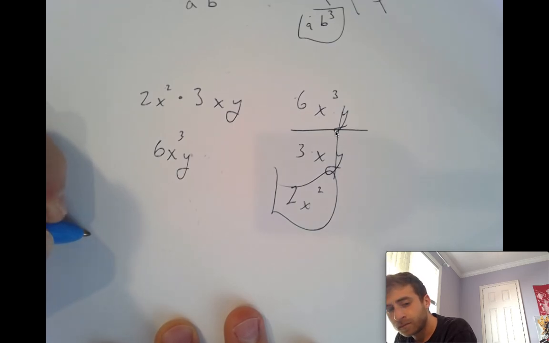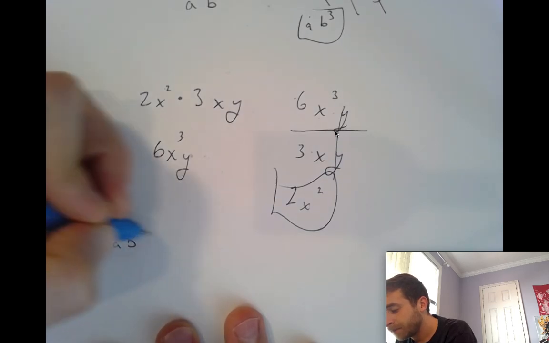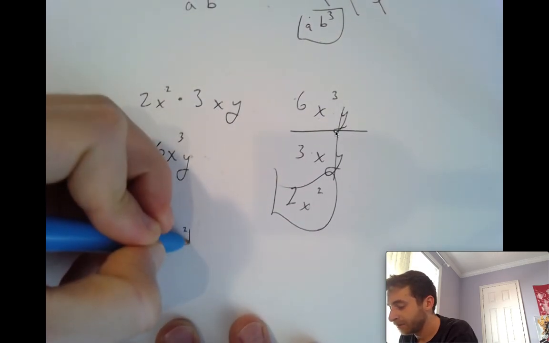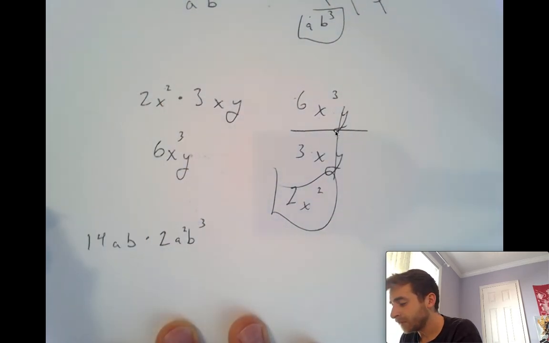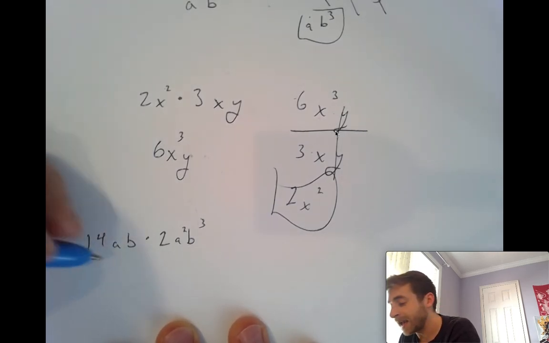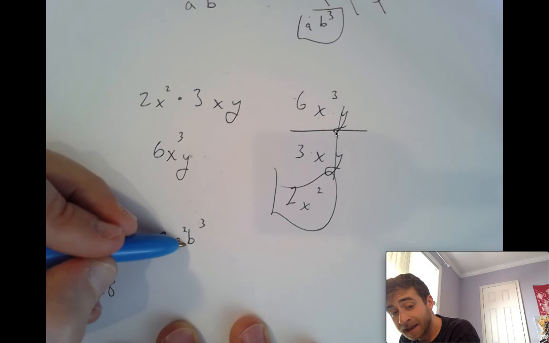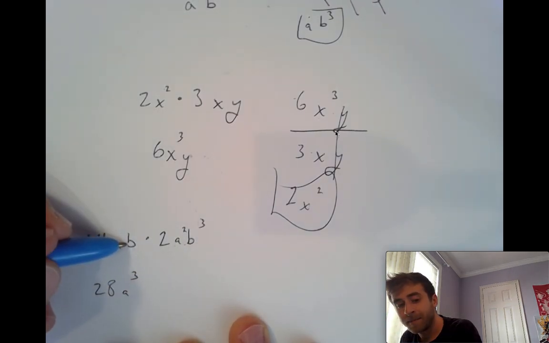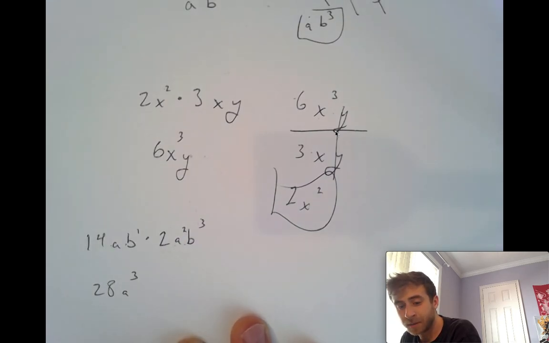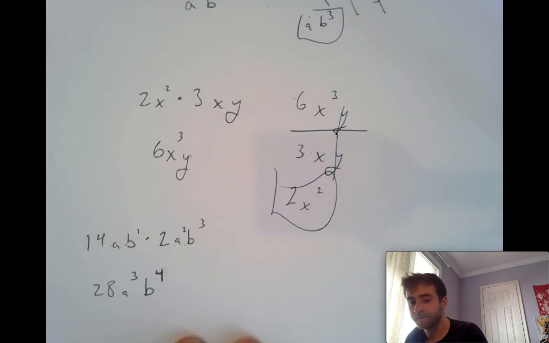Let's do 14ab times 2a squared b cubed. Okay, well, I'm just going to do each part. 14 times 2 is going to be 28. A times a squared, that's going to be a to the power of 3. B times b to the power of 3, I have a single b over here, and 3 b's multiplying times themselves over there. I'm left with b to the power of 4.